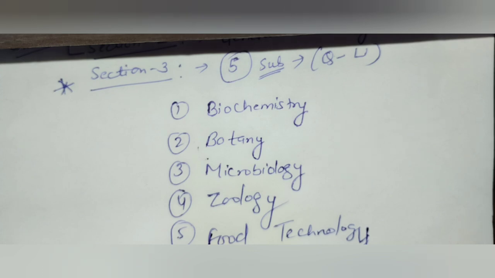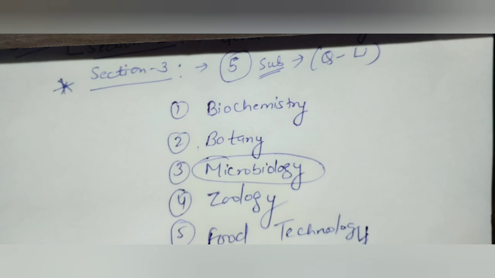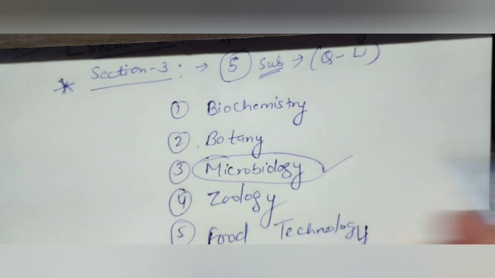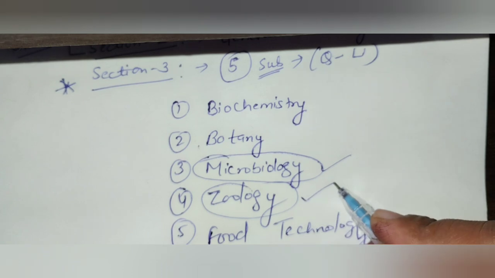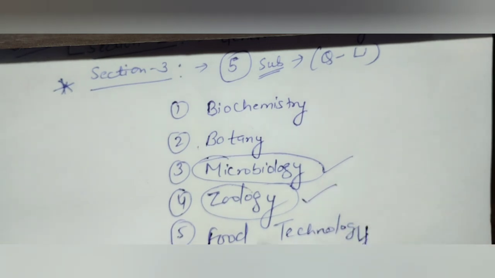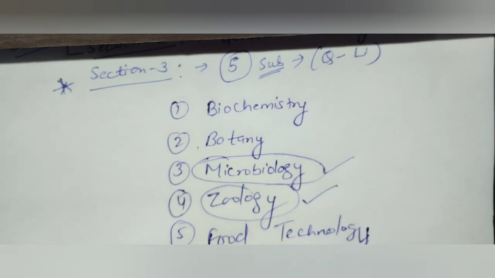For example, mine is microbiology because I have done my masters in microbiology, so I always prefer this section. Another one is zoology because there are many subjects which you have done in your graduation or post graduation which come under zoology. For example, genetics, cell biology, molecular biology, and you can attempt a lot of questions from those. So this is very basic, and if you follow the right strategy, you can easily crack the exam.